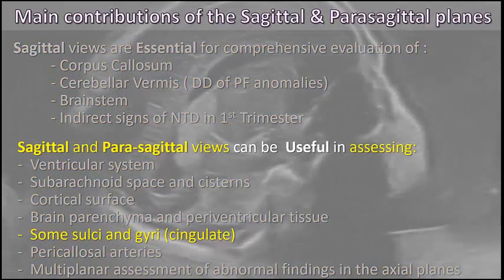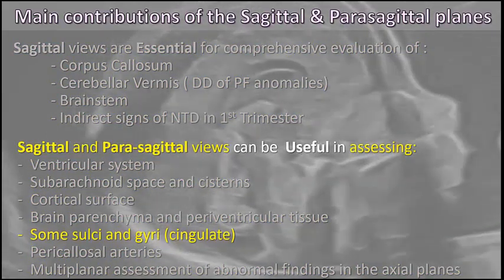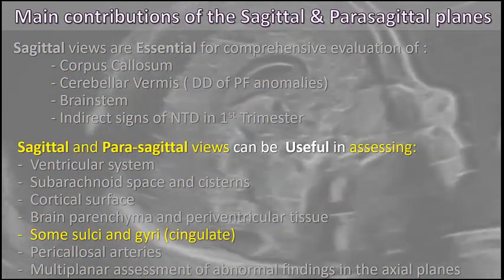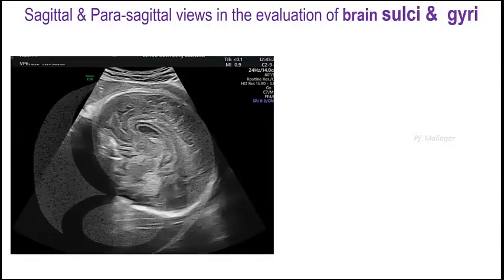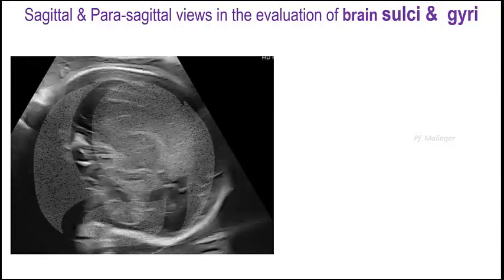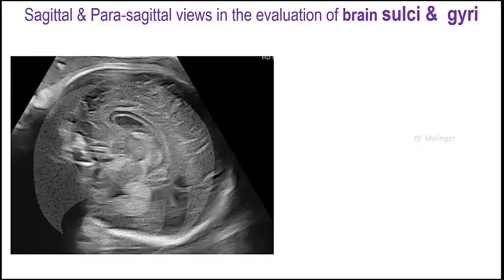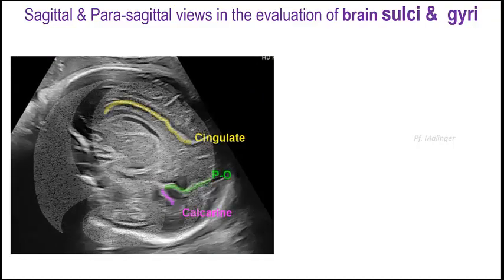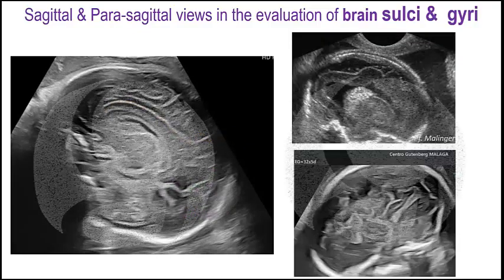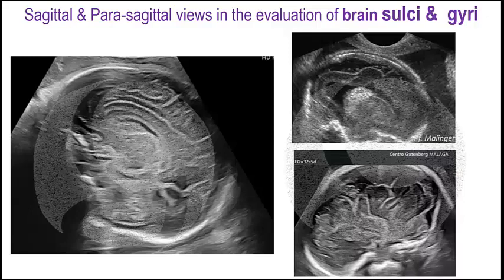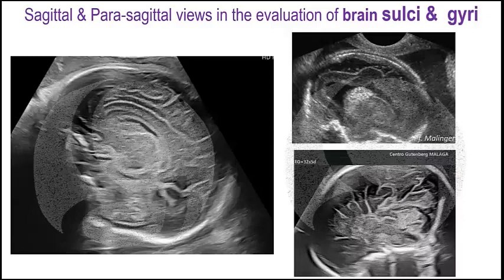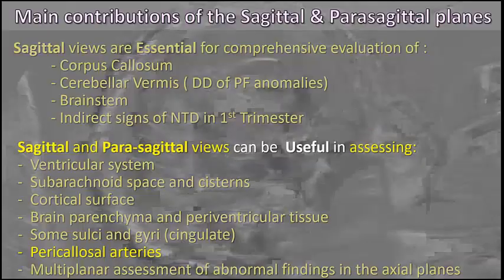There are also some sulci and gyri that are better evaluated in the sagittal views. As the cingulate gyrus that should be seen always beyond 27 weeks of gestation. And these sagittal views are also very helpful for the diagnosis of abnormal patterns of sulcation, as in this 20 weeks fetus or this case of corpus callosum agenesis with the characteristic radiating sulcus.